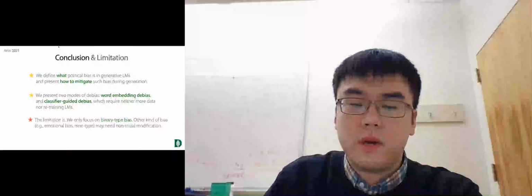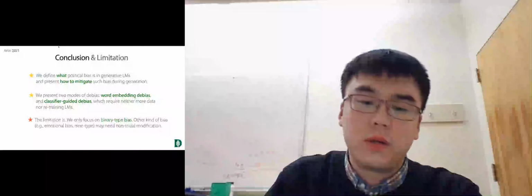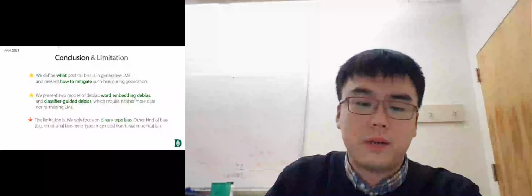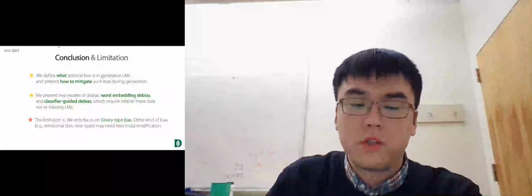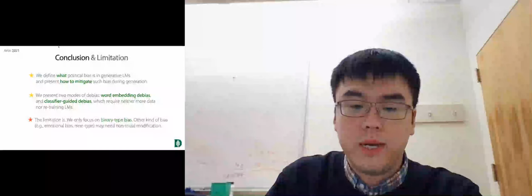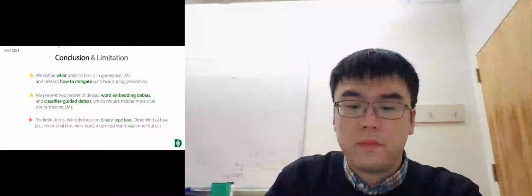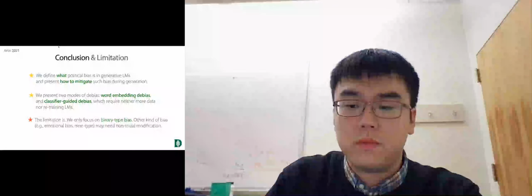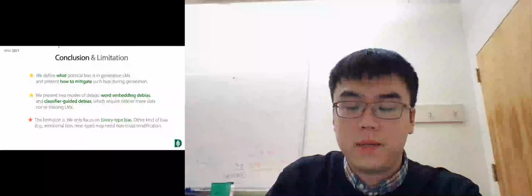The limitation of our work is we only focus on binary type bias. Other kinds of bias, for example, emotional bias, which typically has 9 types, we may need non-trivial modification on our model to apply for that kind of bias.